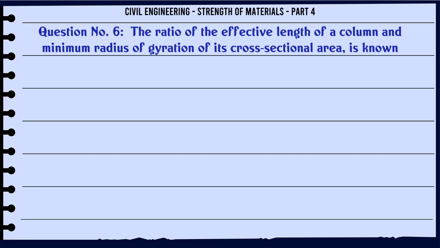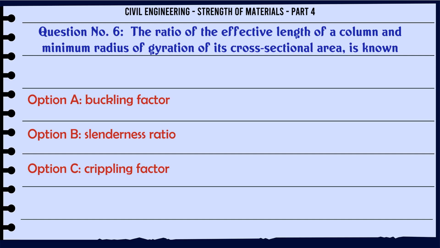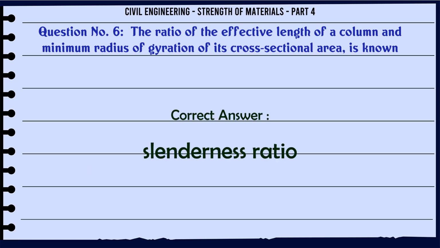The ratio of the effective length of a column and minimum radius of gyration of its cross-sectional area is known as A: buckling factor, B: slenderness ratio, C: crippling factor, D: none of these. The correct answer is slenderness ratio.